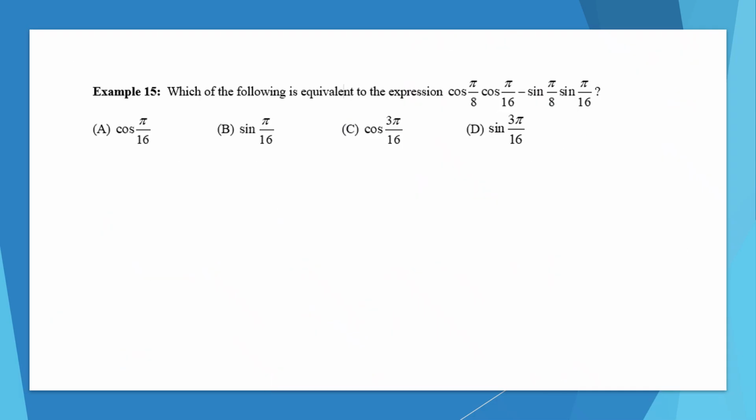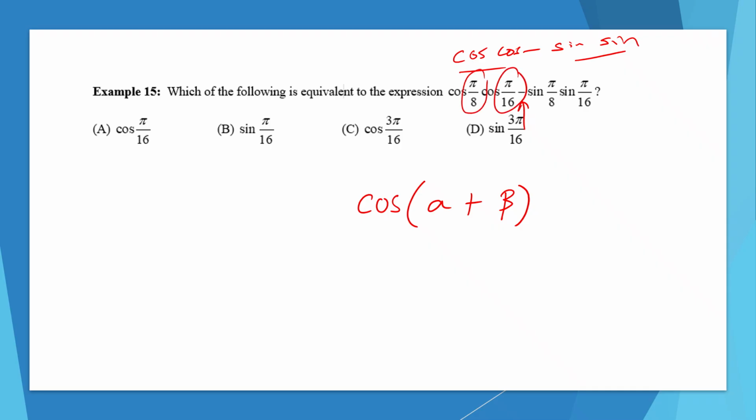All right, number 15. You will also see one like 15 on your quiz as well. Here, which of the following is equivalent to this? So I see cosine, cosine, minus sine, sine. So because I see the same thing, I am going to think of cosine of A and B, and cosine is changed, so this should be a plus there. And then in this case, A is going to be pi over 8, and B is going to be pi over 16.